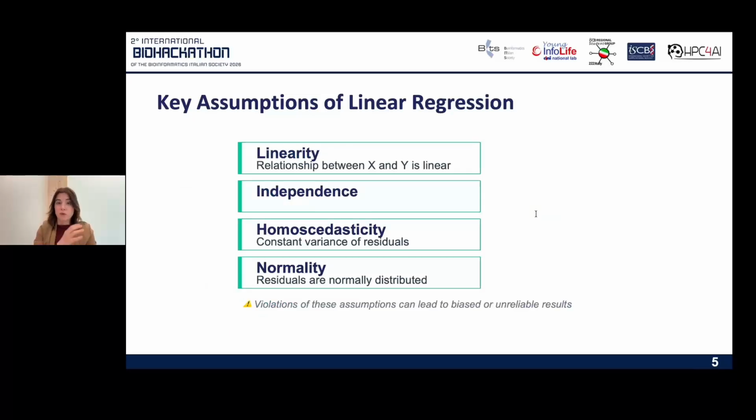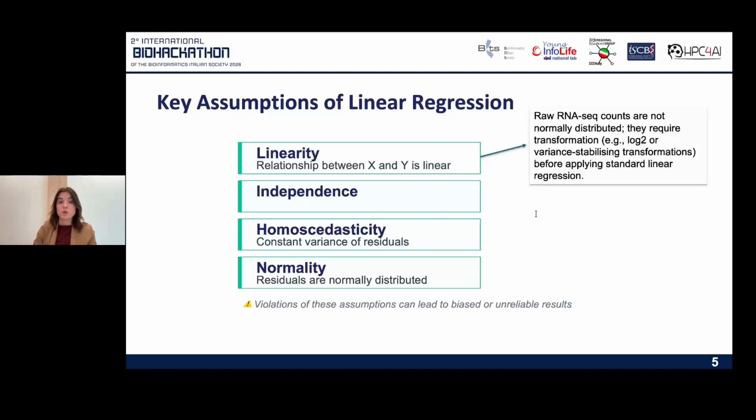A few assumptions before we move forward. There are a couple of things that must always be satisfied if we work within the framework of linear regression. First of all, linearity between x and y, independence between variables, homoscedasticity, and normality. Just a note, do remember that if you work with raw RNA-seq counts, they are usually not normally distributed. So if you want to apply any linear regression, you will have to transform your data first. So apply log2 or some sort of variance stabilizing transformation that will make your data normally distributed.